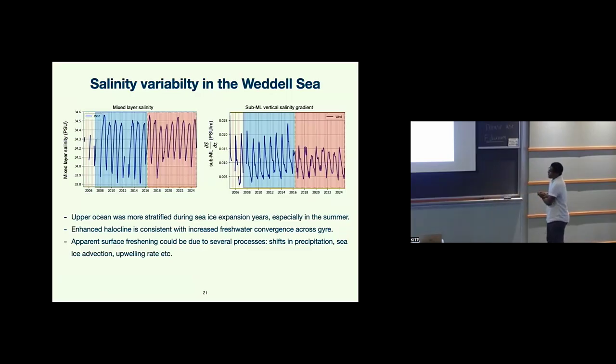What drove this increase in surface freshening is still unclear. I haven't done a proper freshwater budget, but there are multiple candidates. We could have a change in precipitation. We could also have a change in sea ice advection across the Weddell Gyre, and also a change in upwelling rate, which impacts salinity in the mixed layer. And so that's still TBD.